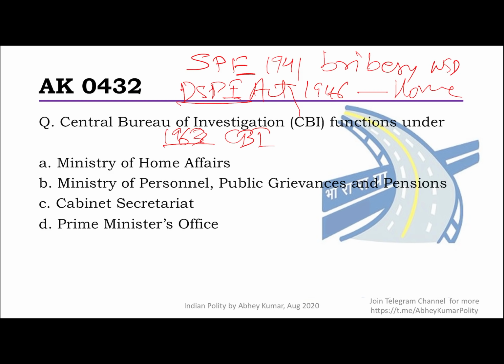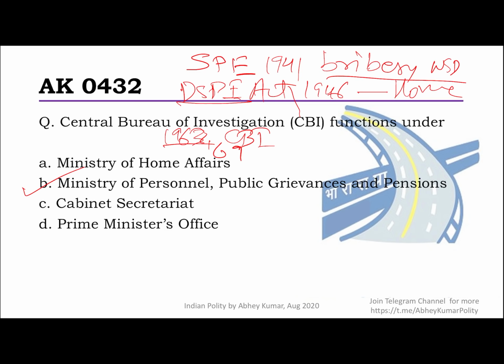So initially it related only to the central government servants, but gradually with public sector undertakings coming up, nationalization of banks in 1969, all their employees also came under the ambit of CBI. So essentially it still functions under this Ministry of Personnel, Public Grievances and Pension, because essentially the idea is to keep a check on the cases of bribery, corruption, etc. of the central government employees.